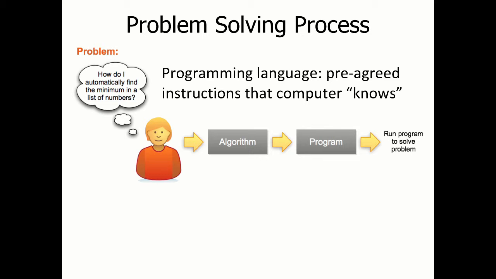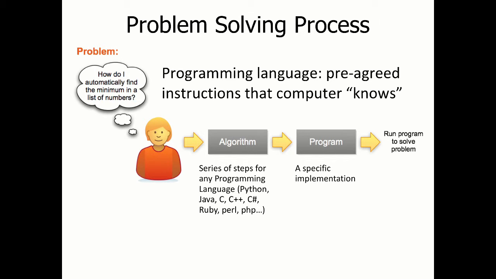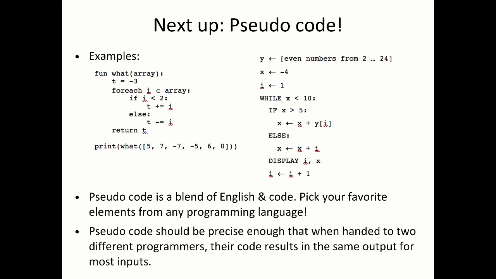The first step, though, is that we write an algorithm. And the algorithm is written in pseudocode. It's a series of steps for any programming language. And then we translate those pseudocode steps of the algorithm into a particular implementation in a particular programming language. And then we run the program to solve the problem and test that our solution works correctly.